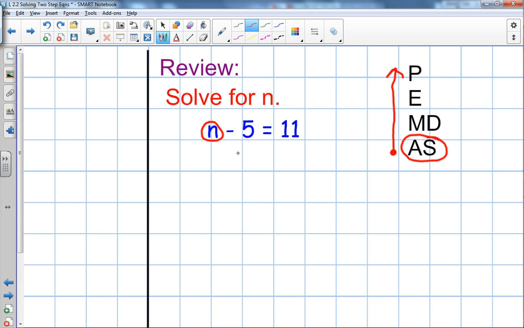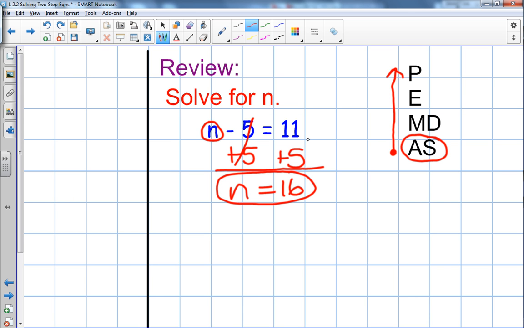So instead of minus 5, I'm going to add 5. And I do that because minus 5 plus 5 are opposites and they cancel each other out. What I do on one side of the equation, I have to do on the other side. The 5's cancel, I'm left with n. 11 plus 5 is 16, so my answer is n equals 16. And the solution is also an equation. n equals 16 has an equal sign, it's an equation.